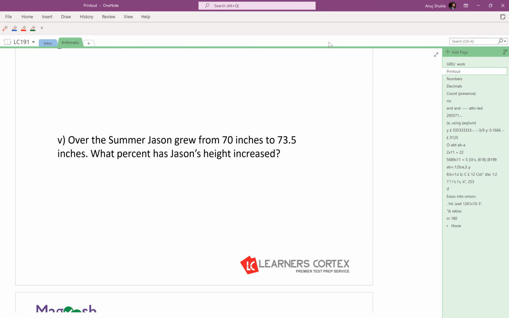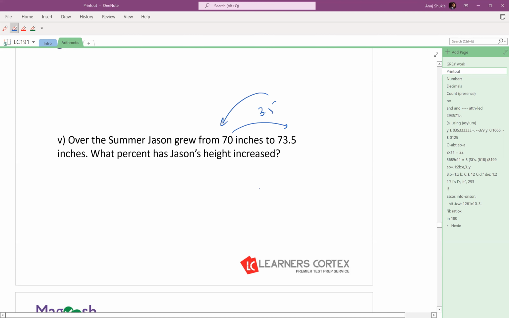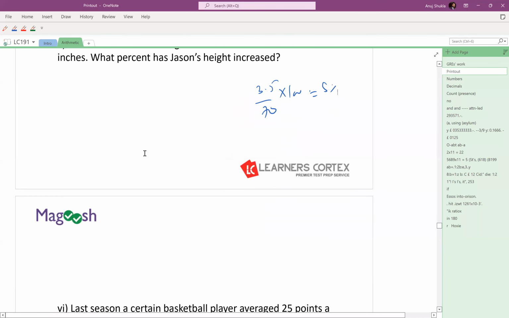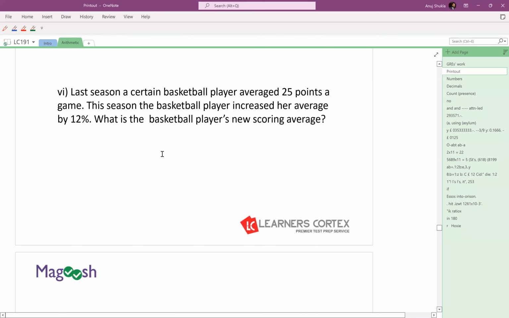So by how much percentage did it grow? It grew from 70 to 73.5. How much is the increment? 3.5 over 70. So 3.5 over 70 into 100. That is 5%. Very good. Try this question.